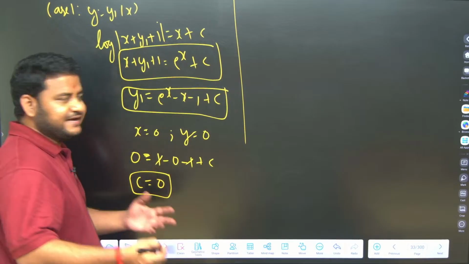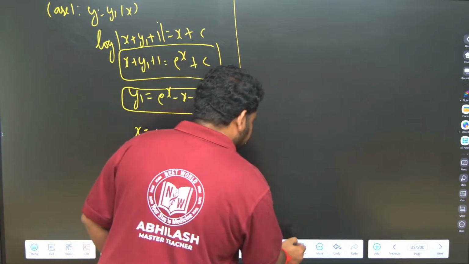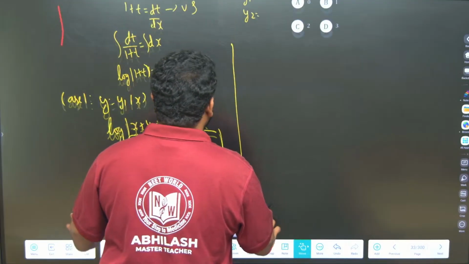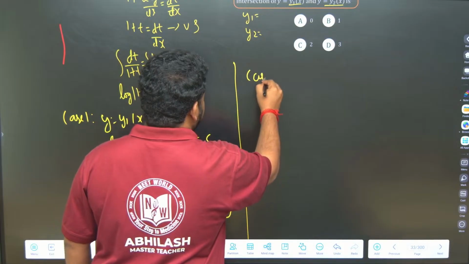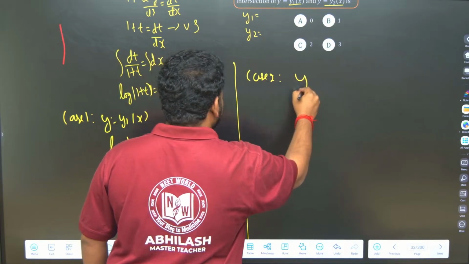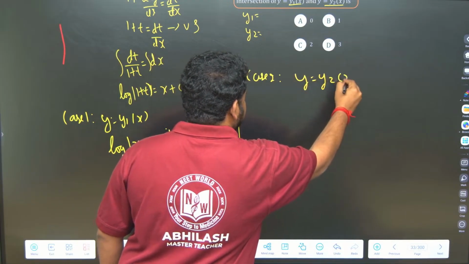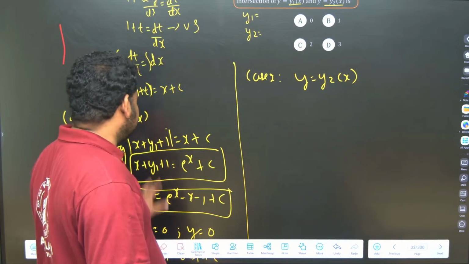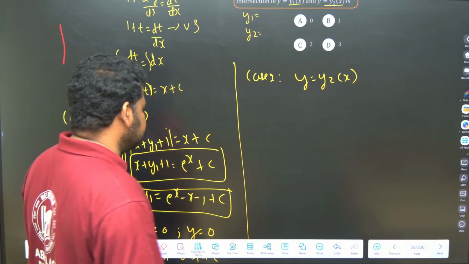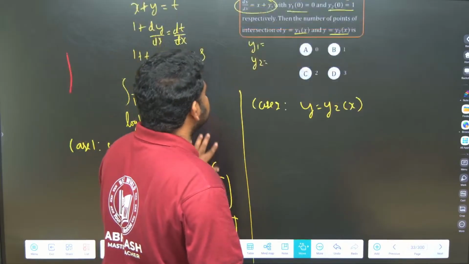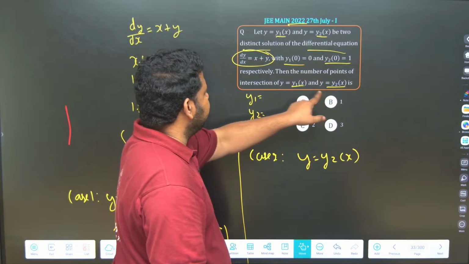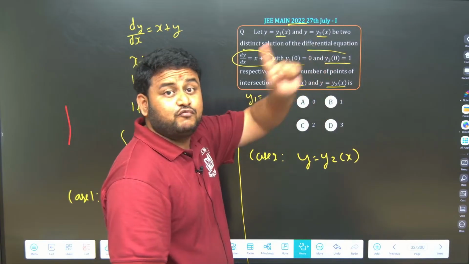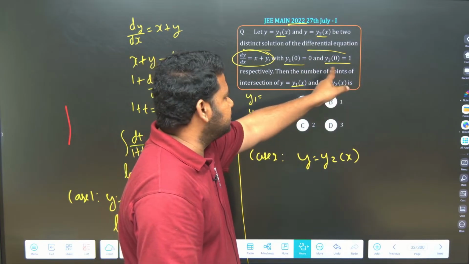Now I have to find case 2. Got it? We have to do case 2 now. Case 2 is what they are telling: y is equal to y2 of x. Same thing, but here y2 of 0 is equal to 1, they are telling. It is not equal to 0. y2 of 0 is equal to 1.